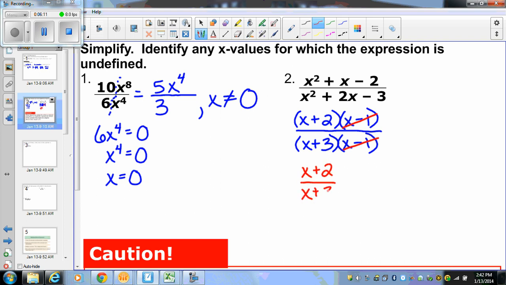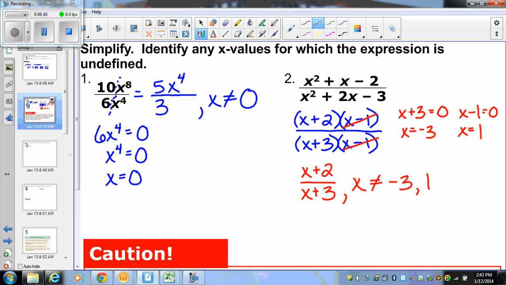Now, you do still have to do your domain restrictions, so go back and look at the original denominator before you took out the common factors. If x plus 3 was to equal 0, the whole denominator would equal 0. And if x minus 1 was to equal 0, the whole denominator would equal 0, which would cause my original expression to be undefined. So just set each of your factors equal to 0 and solve. For this particular problem, I have two domain restrictions. X cannot equal -3 or +1.